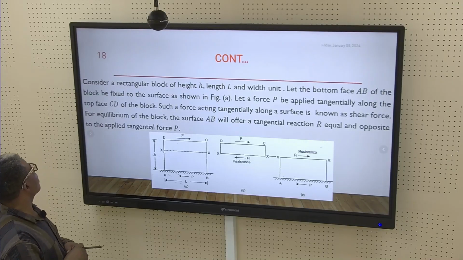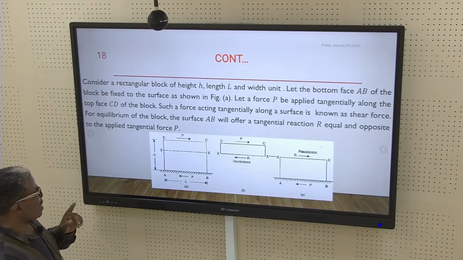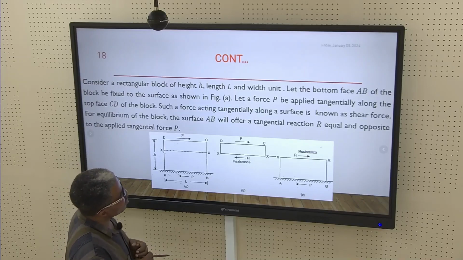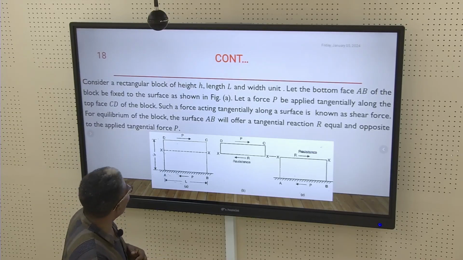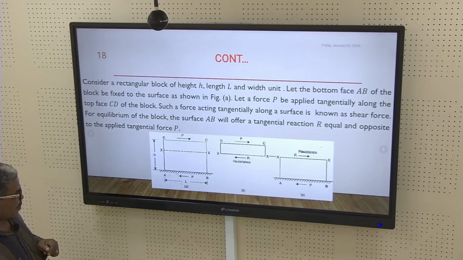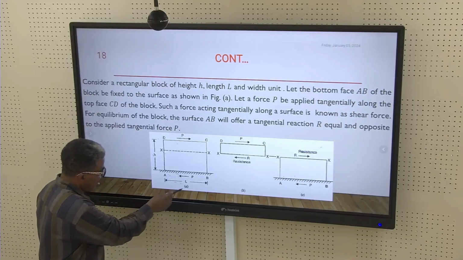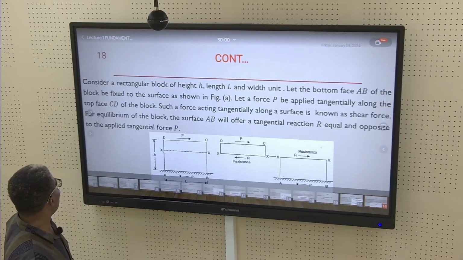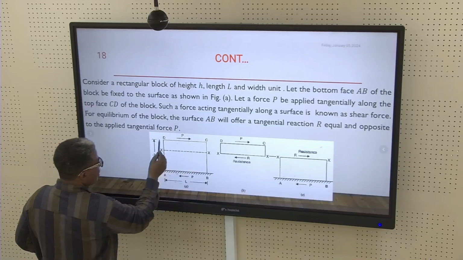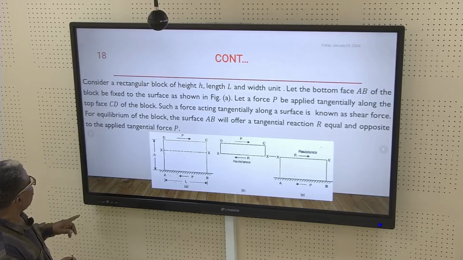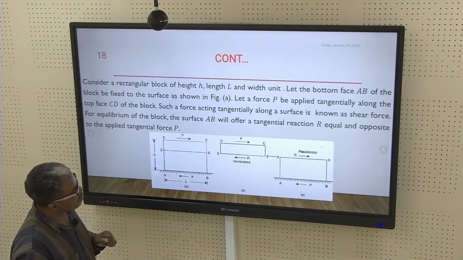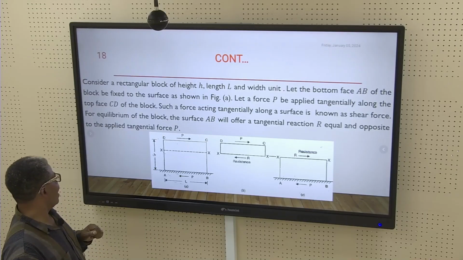Now, consider a rectangular block of height h, length L, and width unit. Let the bottom face AB of the block be fixed to the surface as shown in figure A. This is our figure A. Let a force P be applied tangentially along the top face CD of the block. Such a force acting tangentially along a surface is known as a shear force. A shear force.